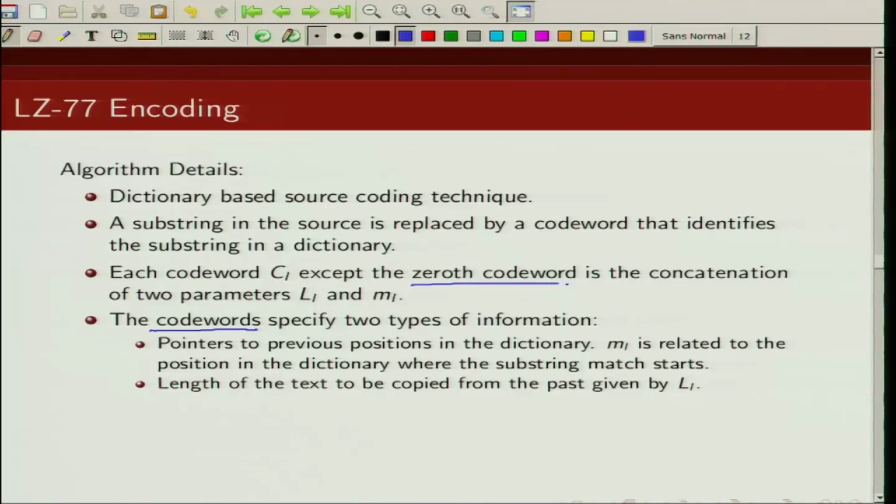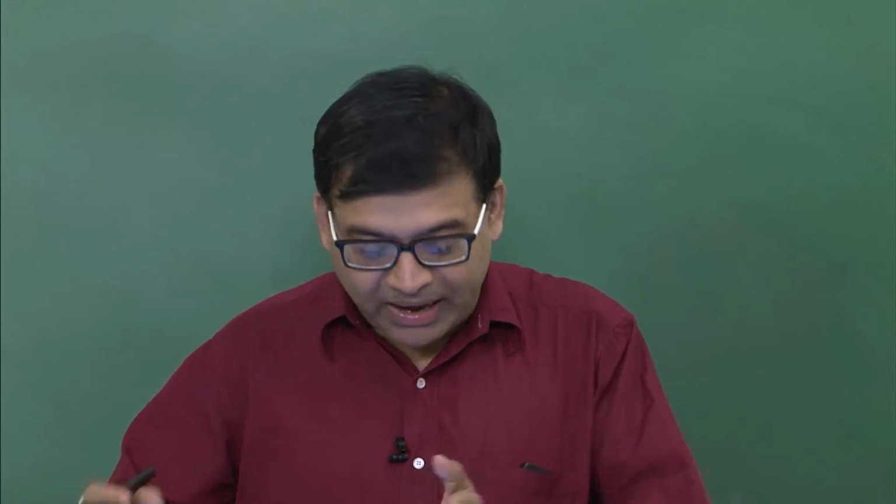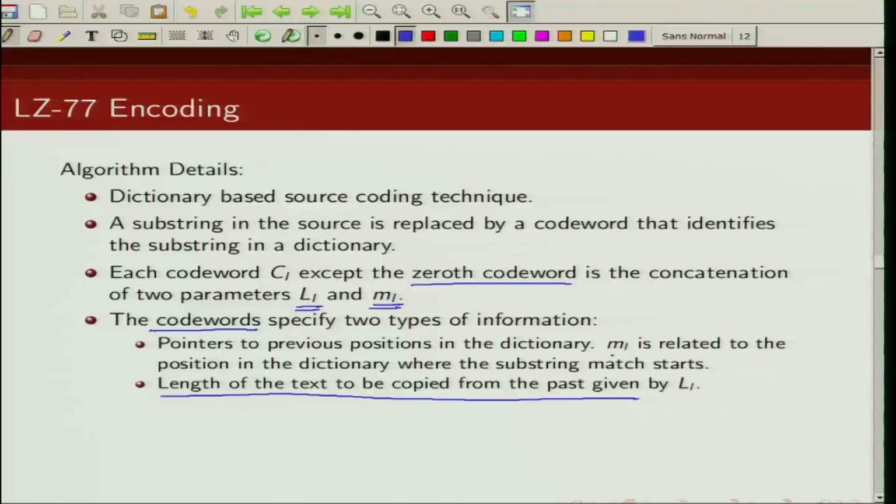So we are interested in two things when we specify code words except the zeroth code word, and these two things, as I said, are the parameters L and M. What is this parameter L? L is the length of the text from the given parse which is there in the dictionary, which got matched, and M is related to the location in the dictionary where the match has happened.